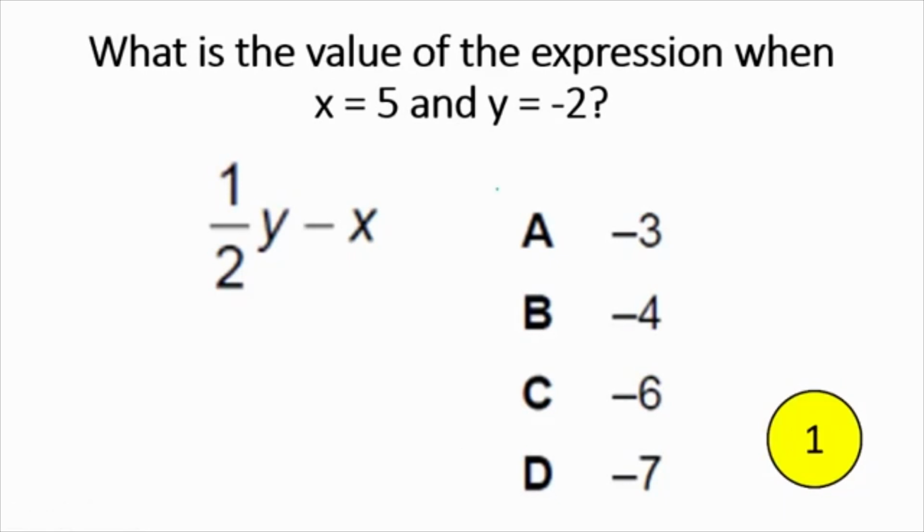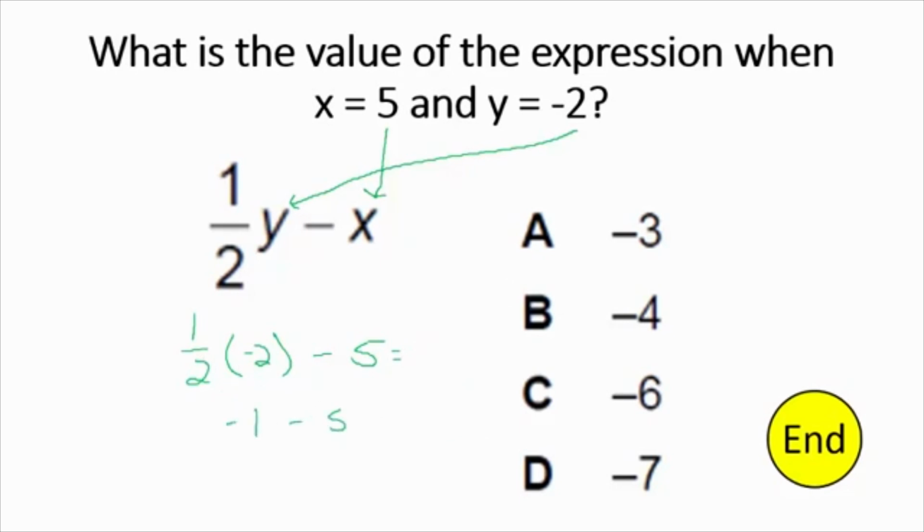Alright, what's the value of the expression when x equals 5 and y equals -2? Here's the function we're going to put those numbers into. So I'm going to put this -2 in this spot here and the 5 in that spot. So I'll rewrite this: 1/2 times -2 minus 5 equals. It's going to equal one of these choices. Let's solve it. Half of -2 is -1, minus 5 gives me -6. The choice is letter C.